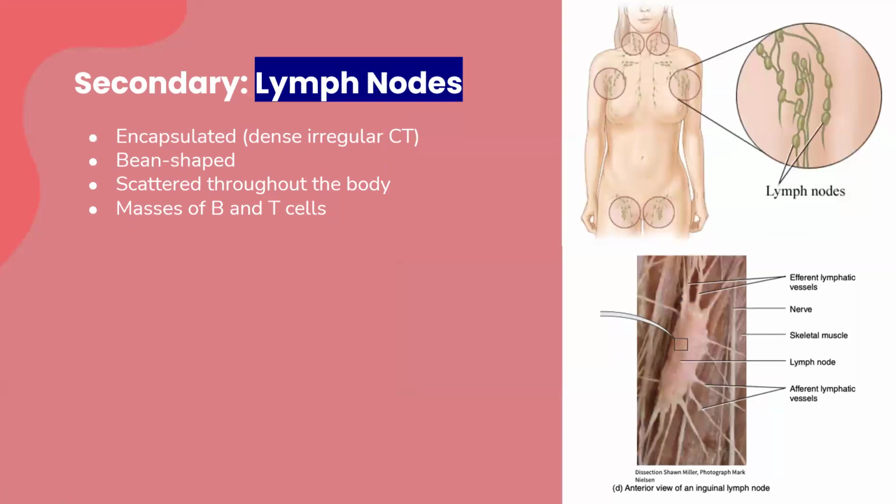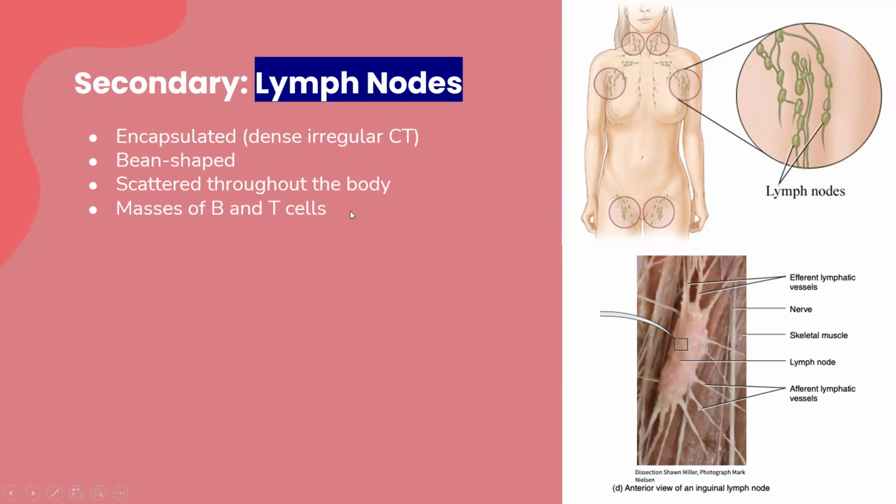Okay, now let's look at the secondary organs of the lymph system. Okay? We have the lymph nodes very first, and lymph nodes are encapsulated just like our thymus. Okay, they're also encapsulated, and the capsule is still made of dense, irregular connective tissue. They are also bean-shaped like this. Okay, mukha silang mga monggo. Right? Yeah, they look like mongo. And they're scattered throughout the body.